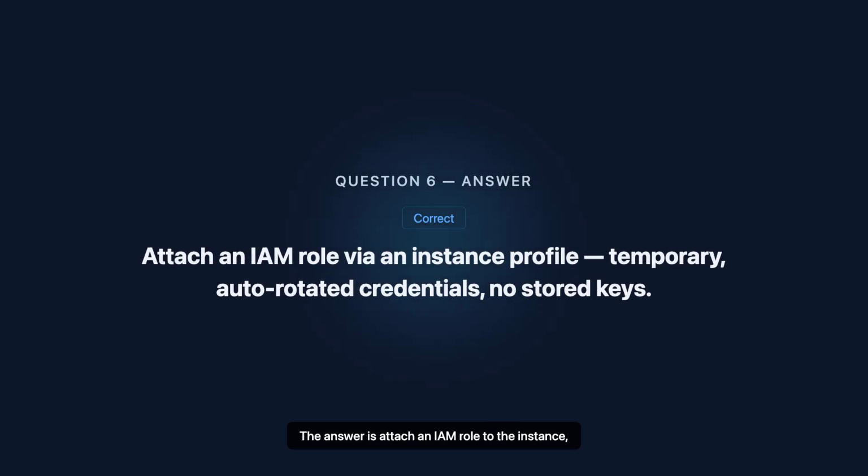The answer is attach an IAM role to the instance through an instance profile. The role supplies temporary, automatically rotated credentials that the SDK pulls from instance metadata. The app never sees or stores a long-term key. It's like giving the instance a visitor badge the front desk reissues automatically, instead of taping a master key under the keyboard. For the most secure way for EC2 to reach another Amazon Web Services service, the answer is always an IAM role.